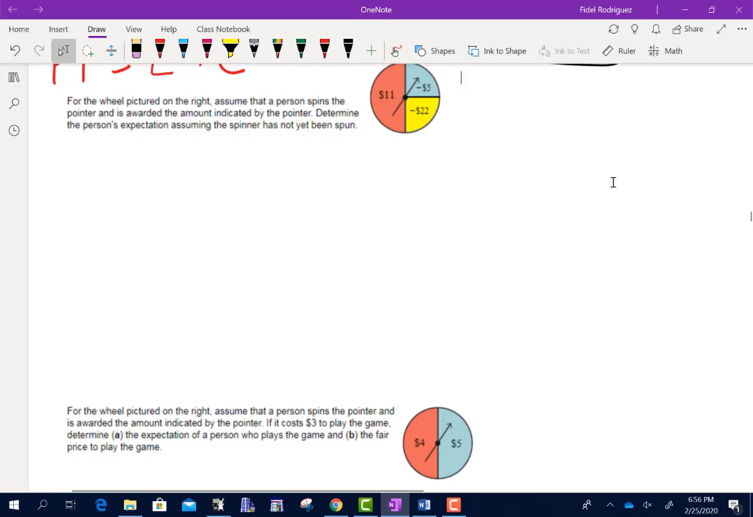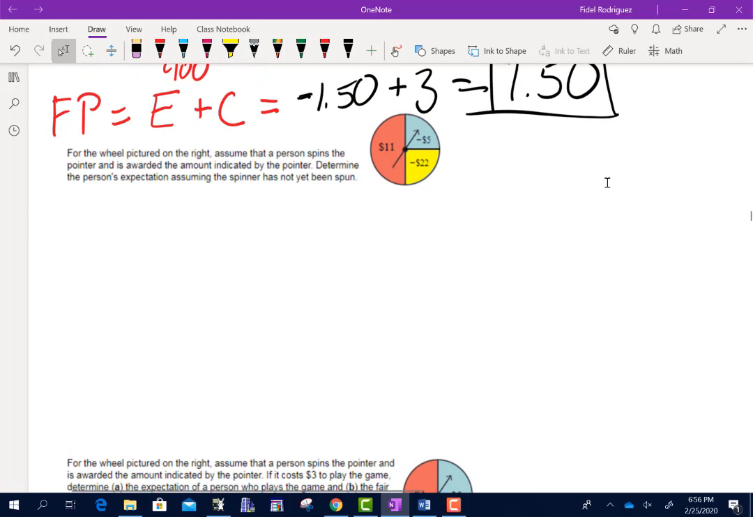All right, so taking a look at the next problem that we have here, it says, for the wheel pictured on the right, assume that the person spins the pointer and is awarded the amount indicated by the pointer. Determine the person's expectation using the spinner, assuming the spinner has not yet been spun. So we did something similar to this in the last section. One thing I want to mention is we want to make sure that we understand our probabilities here.